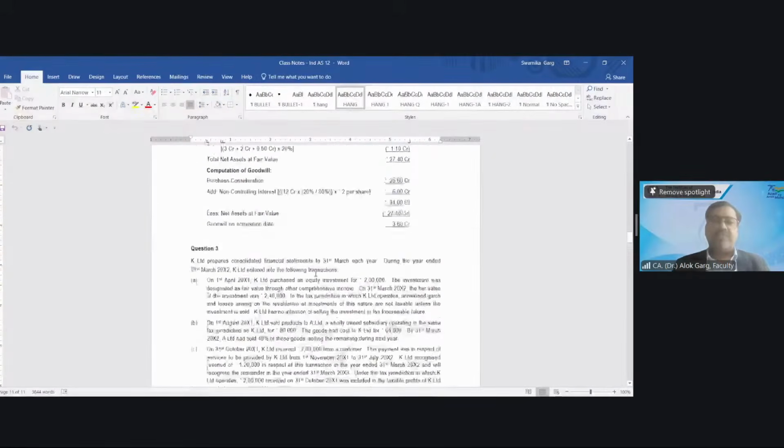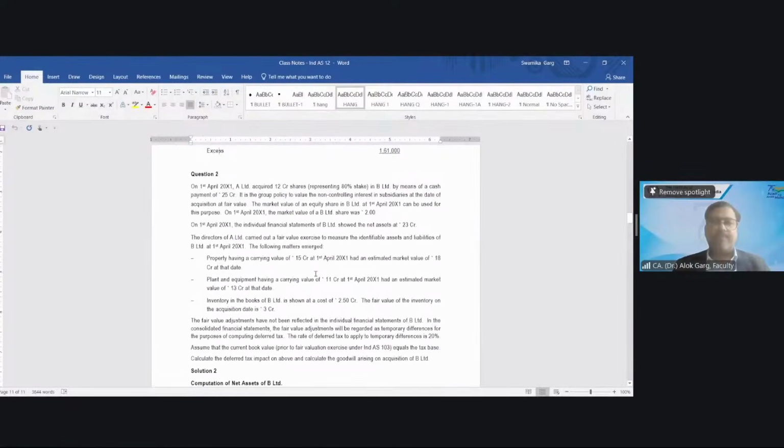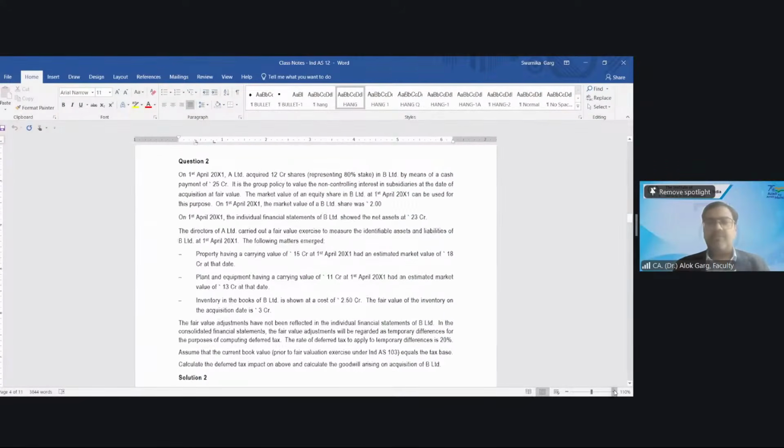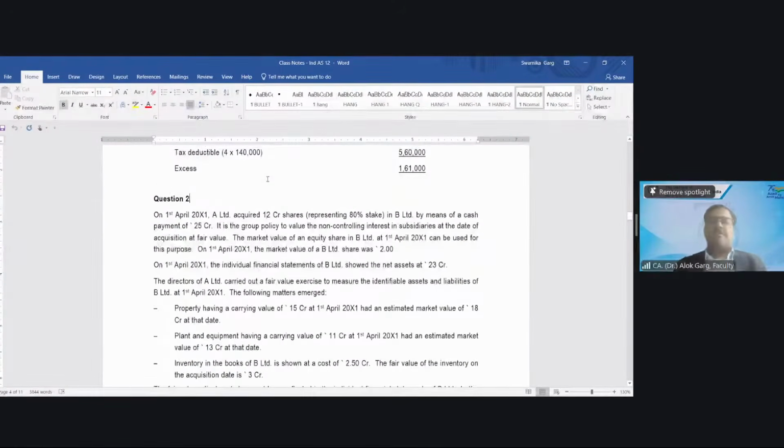Now let's discuss question number 2. I hope this question number 2 is visible in the Word file. Should I zoom it? Yes, sir. Is it visible now? Yes, sir, visible.